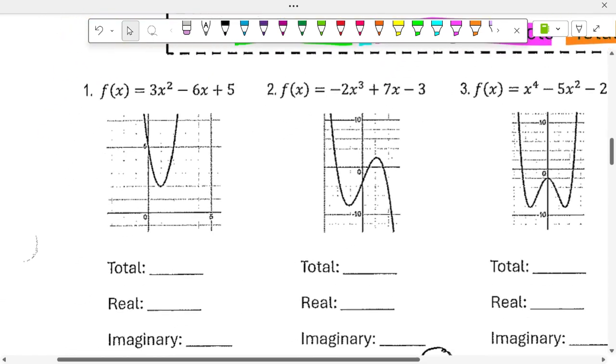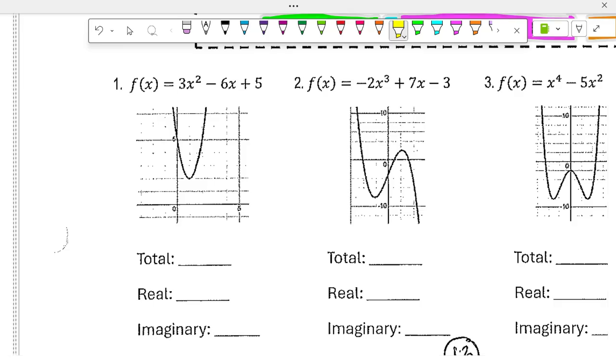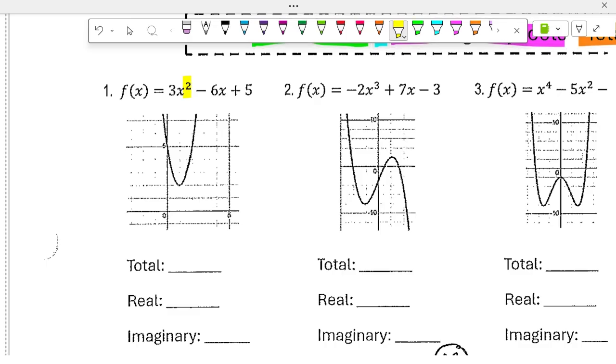So let's look at number 1. Based off of the function, 3x squared minus 6x plus 5, how many roots should I have total? What's the degree of that? 2. So how many roots should I have total? 2. Whatever your highest exponent is, that's how many total roots you should have.